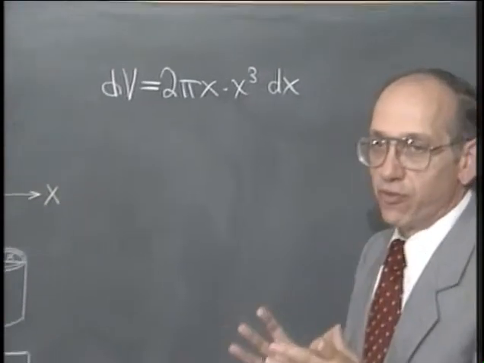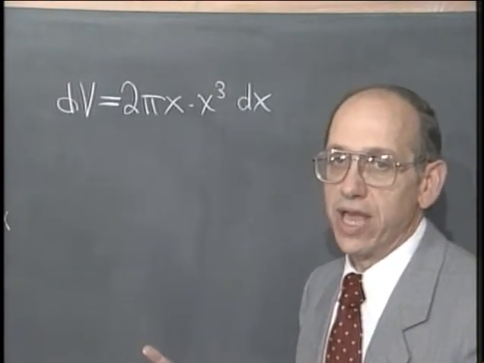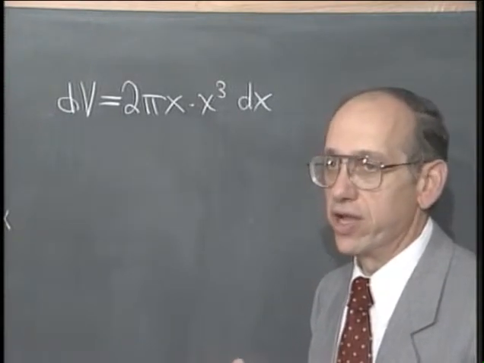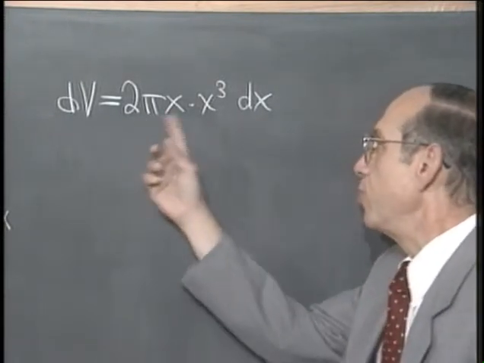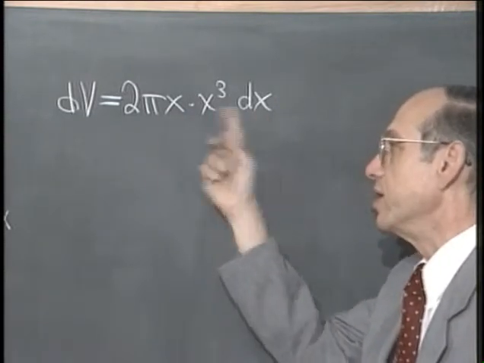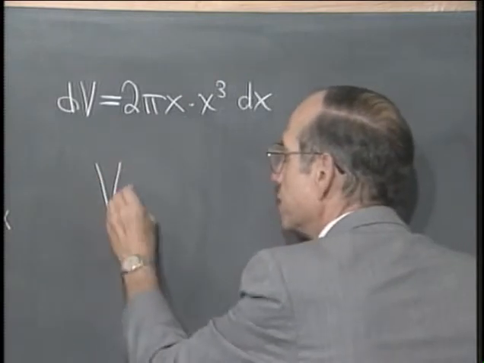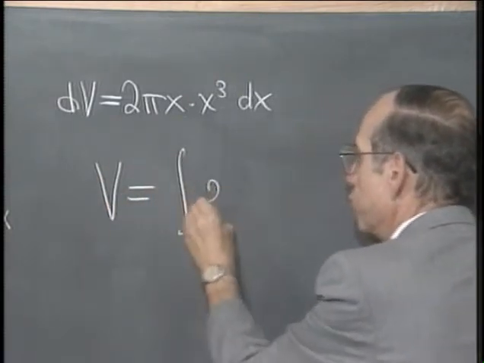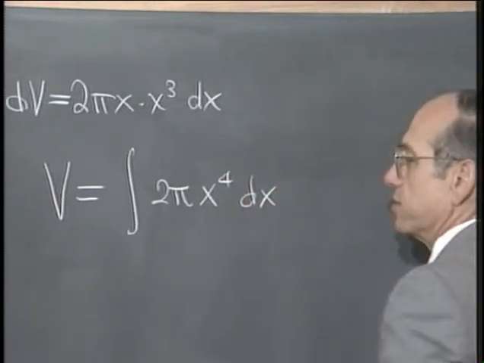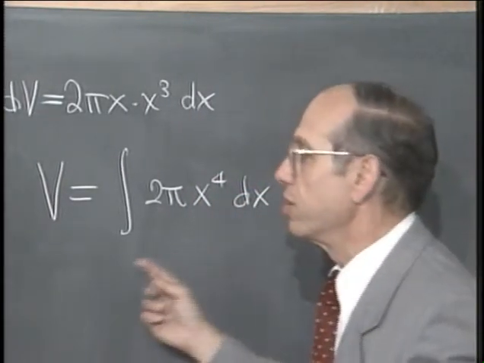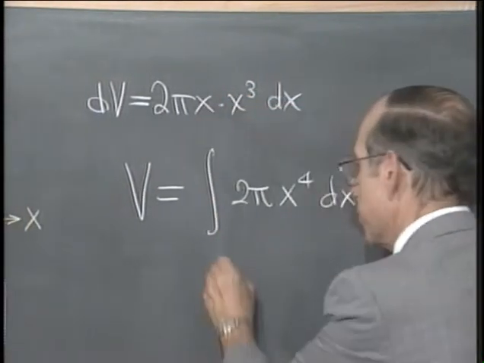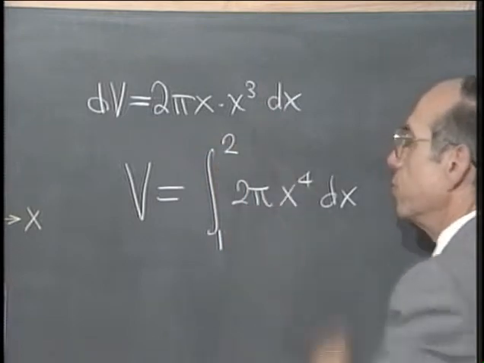Adding up all these differentials of volume, we're going to get the total volume, because adding up all the differentials means integrating. All right? 2 pi x times x cubed, that's 2 pi x to the fourth actually, dx. So our volume is the integral of 2 pi x to the fourth dx. And the limits of integration are the limits of the region. And the region goes from 1 to 2. So this integral goes from 1 to 2.